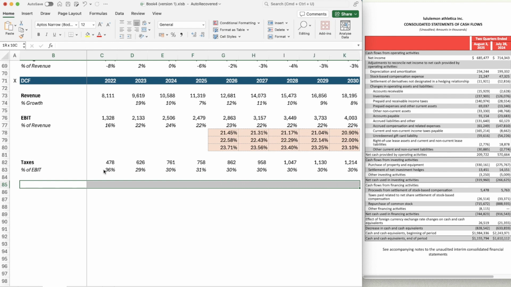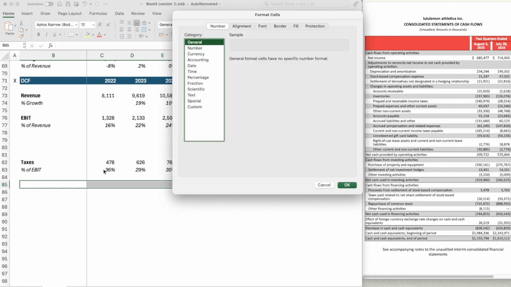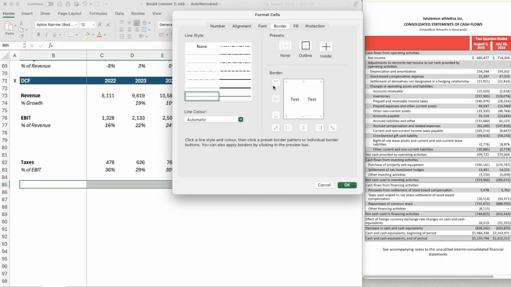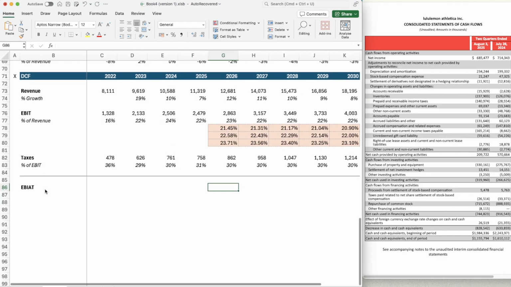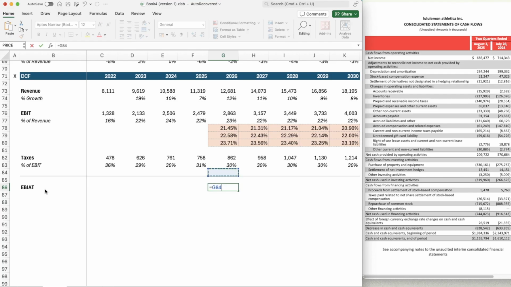And we have that. Now we're going to create what is called the EBIT. We're not really creating it, we're just going to calculate it. EBIT, the earnings before interest but after tax. And that is calculated by, well, we're only going to do it from 2026 onwards, what we're forecasting out. So how do we, it's easy. We go EBIT minus taxes. Bold it, pull it across.